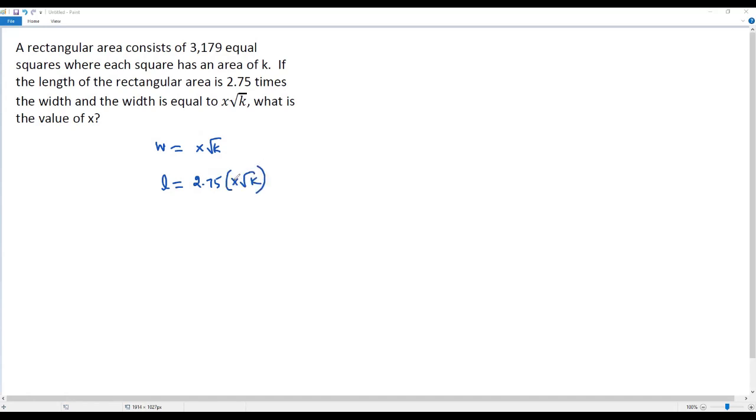We know the formula to get the area of a rectangle, that is we have to multiply the length and width. So here this is the length, that is 2.75 times x times square root of k, and this is the width, x times square root of k. This gives the rectangular area because we have multiplied the length and width.